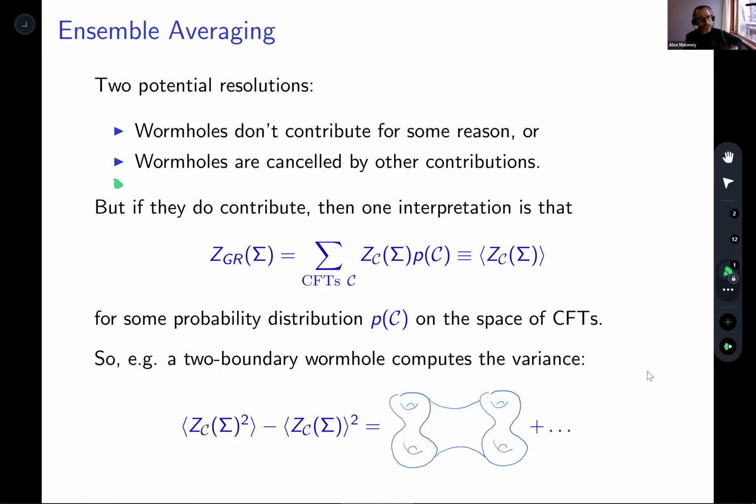A second possibility is that these wormholes do contribute to the path integral, but there are other contributions that will cancel them out for some reason. In particular, there are some other contributions that will restore factorization to the path integral of quantum gravity when you have disconnected surfaces. And I think nowadays we understand a bit better how that might happen. And of course, a third possibility that I probably should have added here is that AdS/CFT is wrong. Okay, always a logical, if I think unlikely, possibility.